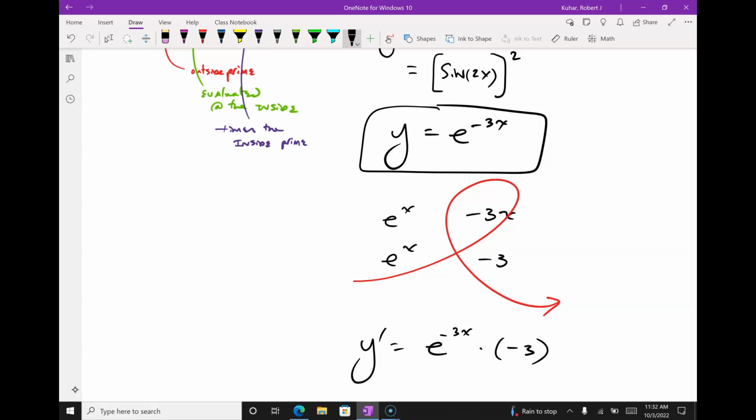Outside function is e to the x. The derivative is e to the x. The inside function, and I put the loop around it because I want this inside of this function. So notice that the x becomes negative 3x. And then I multiply by the derivative of that inside function.